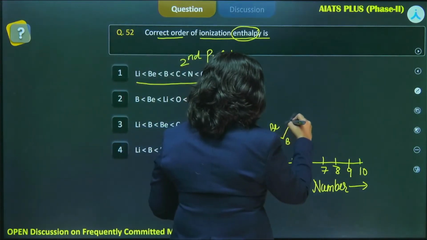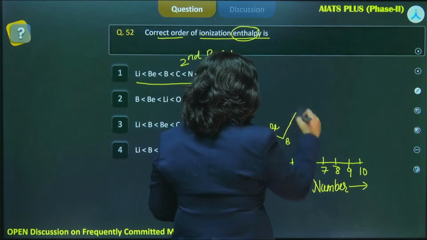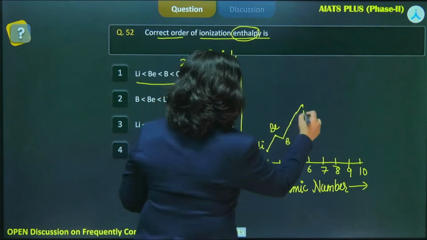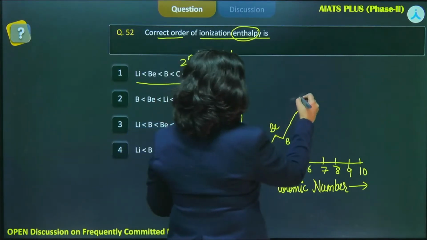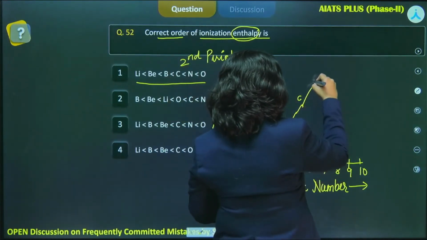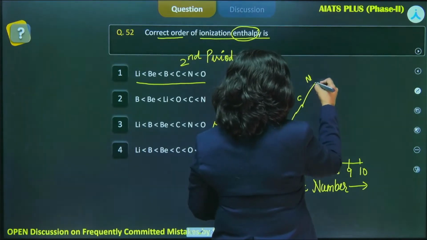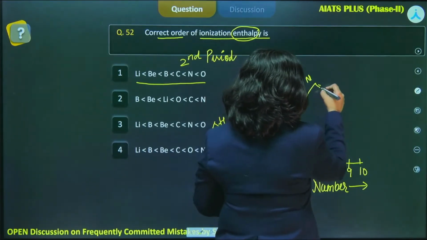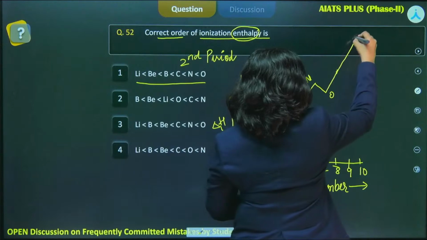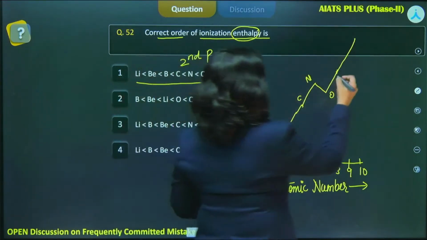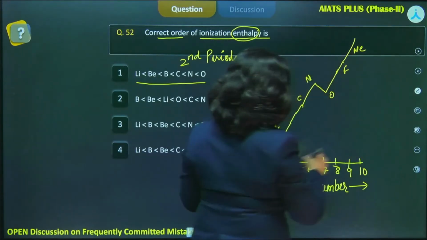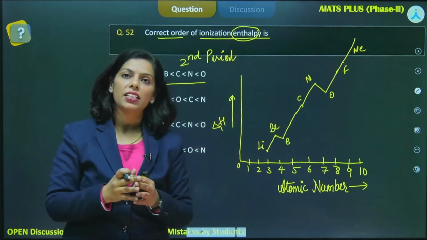Further, it is increasing after boron till carbon, number 6. Here's the carbon, and after carbon, nitrogen. So nitrogen is increasing further. But for oxygen, it is comparatively less, and then further, it is increasing for fluorine and neon. So I'm writing here, say it is here somewhere fluorine and here for neon. This type of graph you will find in the NCERT as well.